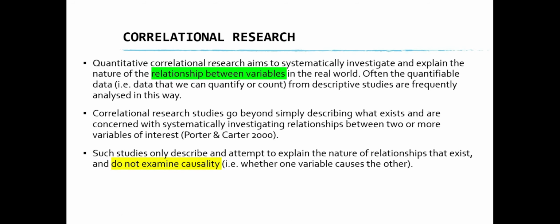Let us discuss the second type of quantitative research, which is correlational research. Now, quantitative correlational research aims to systematically investigate and explain the nature of the relationship between variables in the real world. Often, the quantifiable data, the things that we can quantify or count from descriptive studies, are frequently analyzed in this way. It's just like the two descriptive studies are being analyzed or combined to make a correlational research.